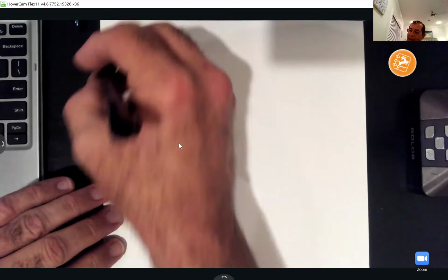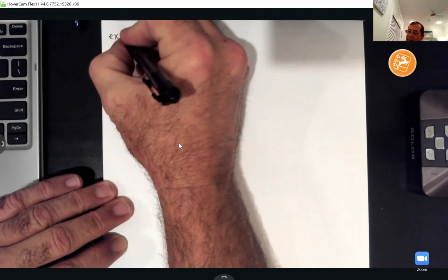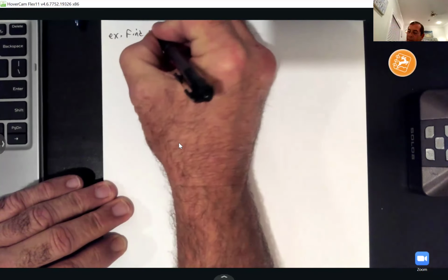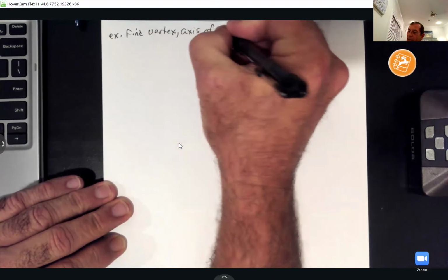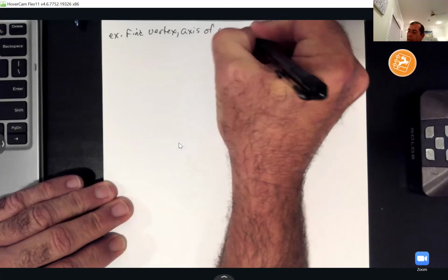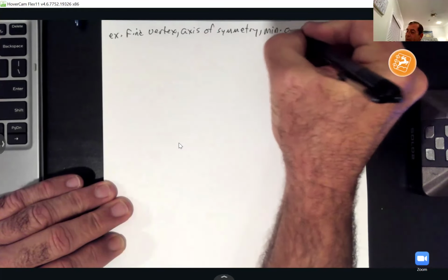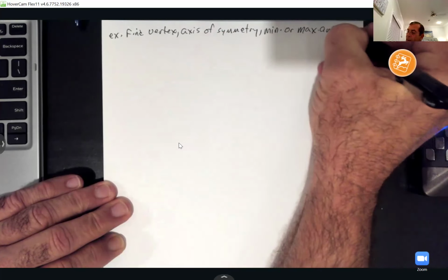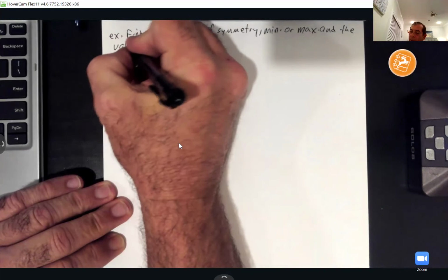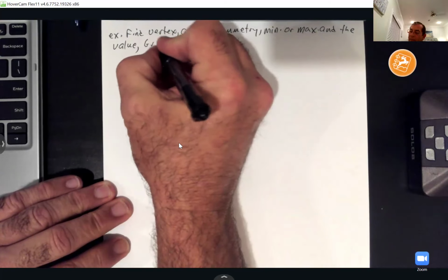So this next one, we're going to find the same thing: the vertex, axis of symmetry, min or max and value, then it'll want you to graph.